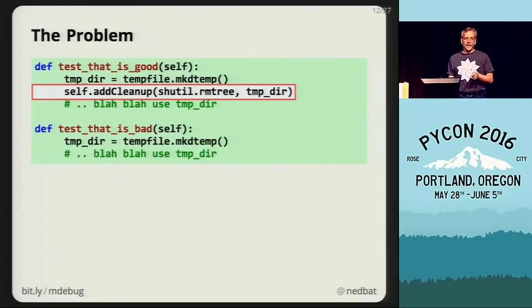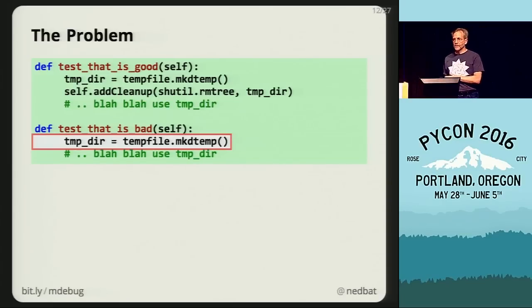And some of them would add a cleanup so that the temp directory would be sure to get cleaned up at the end of the test. But some tests would make a temp directory and didn't clean it up. And so you'd run your whole test suite, and you'd end up with 20 temp files and directories left behind, which isn't really a problem, but my OCD kicks in.